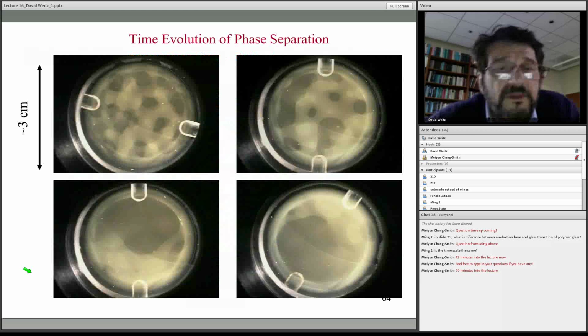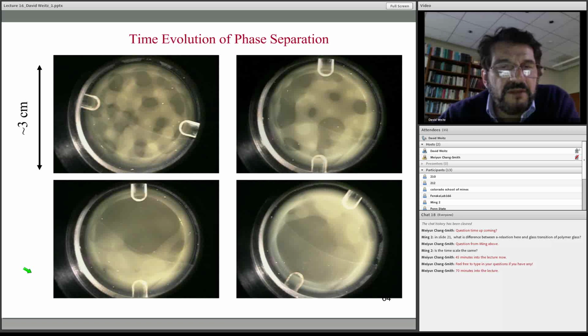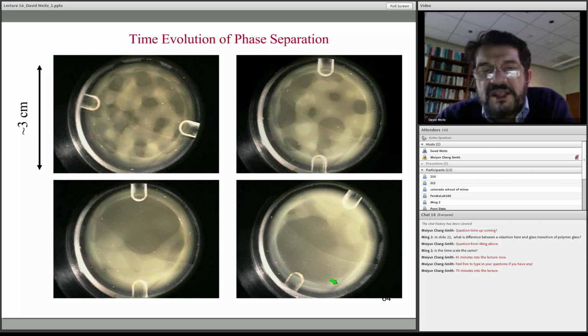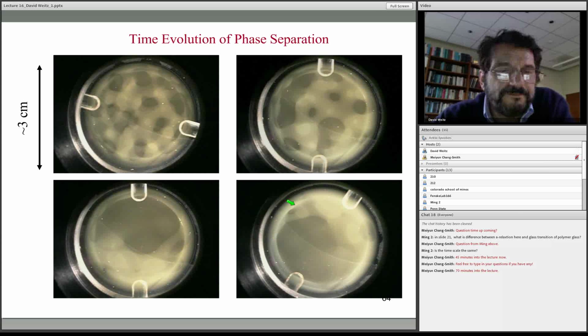Here are some images over the course of time. This image is near the end of where the movie was, and then eventually, if you wait several days, you see complete phase separation. So here's completely colloid rich, here's colloid poor, and if you look carefully, you see along the boundaries of the sample that there's a colloid rich region. So the colloids actually wet the sides of the sample.